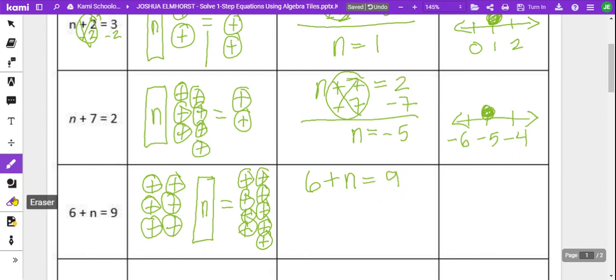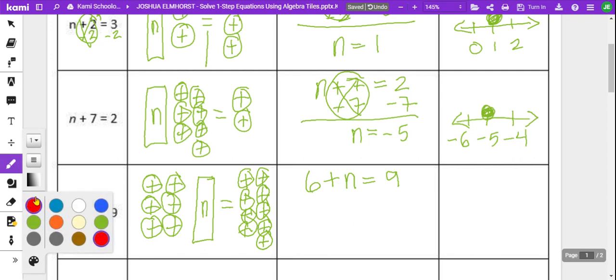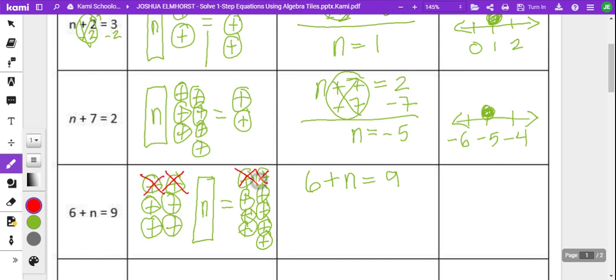Now if we use modeling, as we cancel on the left side, we need to cancel the same thing on the right side. So if we take away 1 on the left, we take away 1 on the right. Take away 1 on the left, take away 1 on the right. One, two, three, four, five, six.